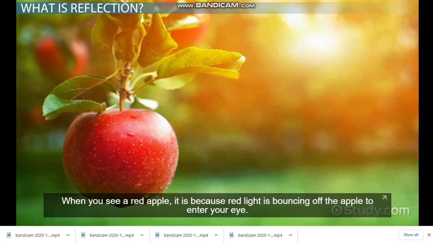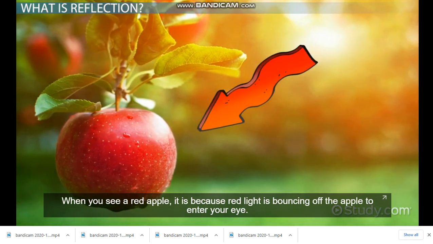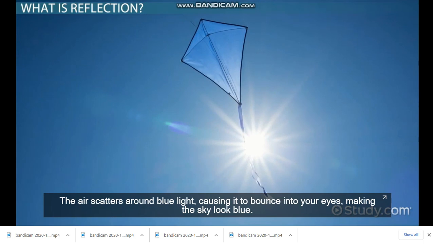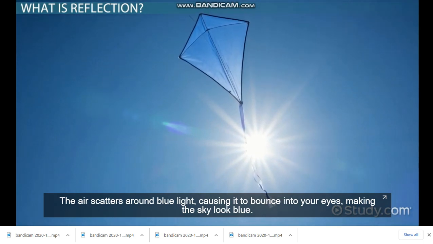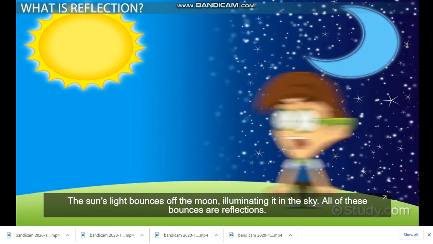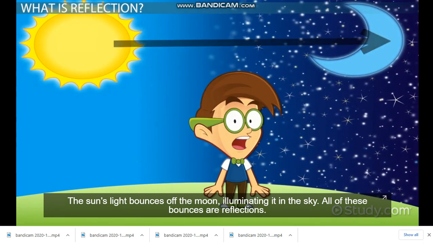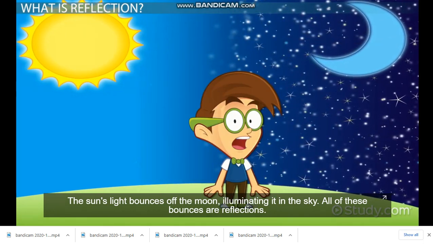When you see a red apple, it's because red light is bouncing off the apple to enter your eye. The air scatters around blue light, causing it to bounce into your eyes, making the sky look blue. The sun's light bounces off the moon, illuminating it in the sky. All of these bounces are reflections.